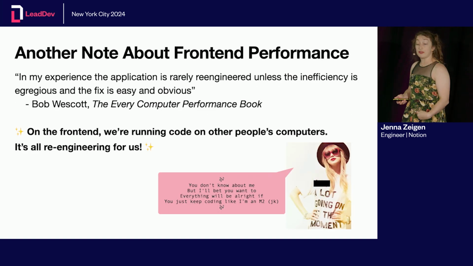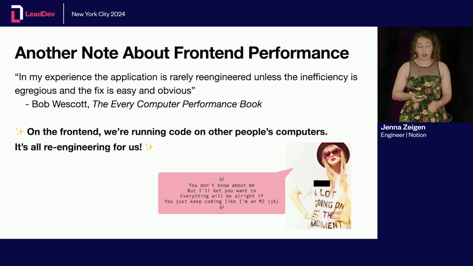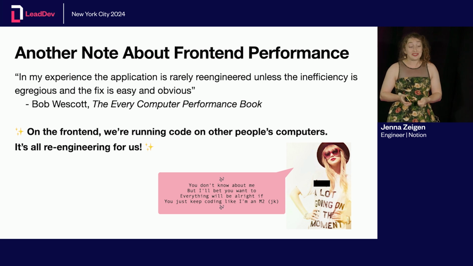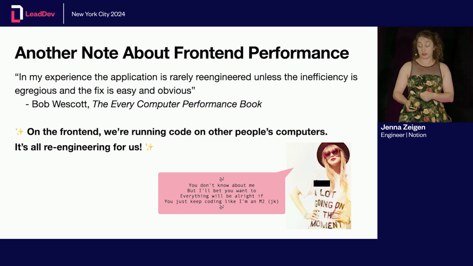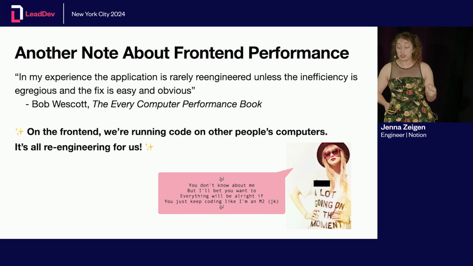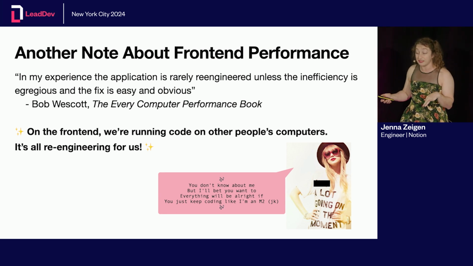But another note about front-end performance. A few years ago, I was reading this book, and I quote, "In my experience, the application is rarely re-engineered unless the inefficiency is egregious and the fix is easy and obvious." The alternative presented here was to move the code to a faster machine or split the code over several machines. Let's just throw some money at it, right?